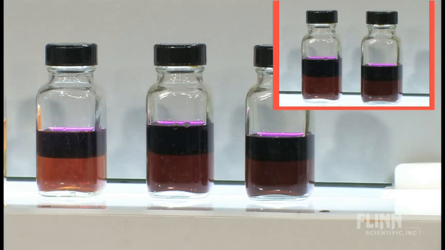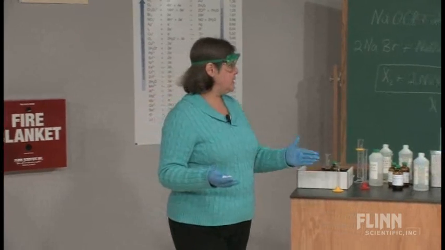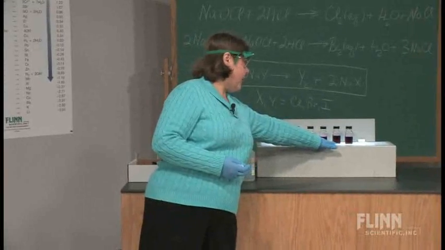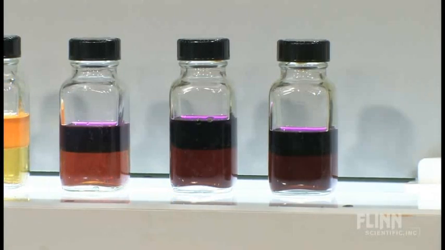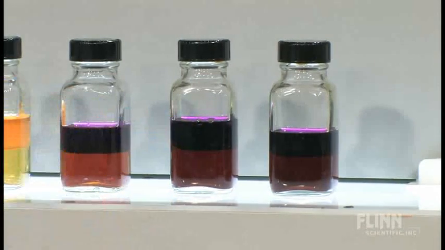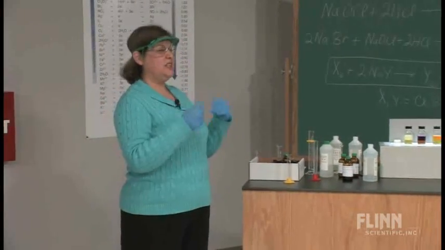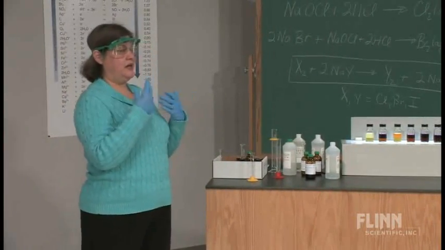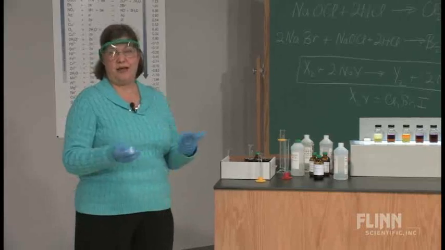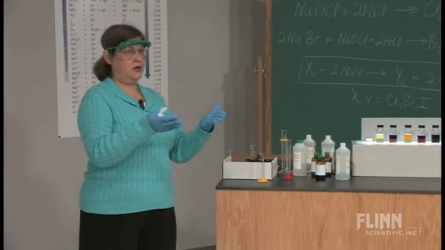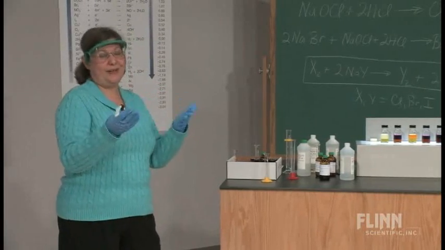So clearly, those iodine bottles have not changed. We still have that darkish, reddish brown color on the bottom layer and a purple violet color on the top layer. So notice that iodine is actually a different color in water than in hexane, and I think most students find that kind of interesting because they think color must be an intrinsic property, but it's not.